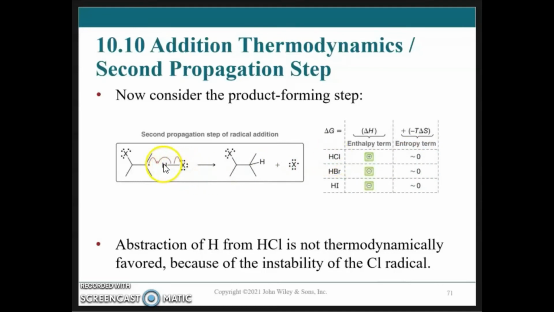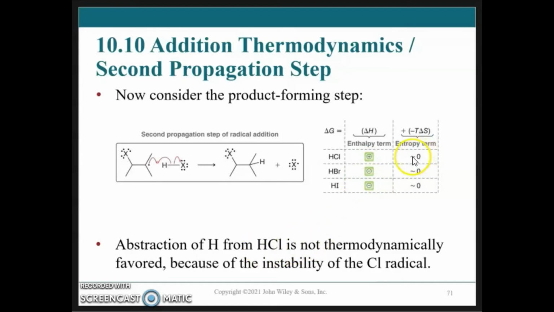Looking at the enthalpy term, for HCl, for that bond to break, it requires an input of energy. That bond does not want to break. HCl is thermodynamically favored to stay as HCl, and that's due to the instability of the chlorine radical. HBr, abstracting the proton from HBr, is enthalpically favored. We have a net release of energy, and with HI we have a net release of energy.